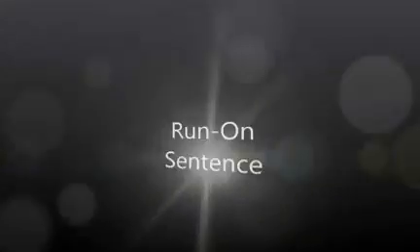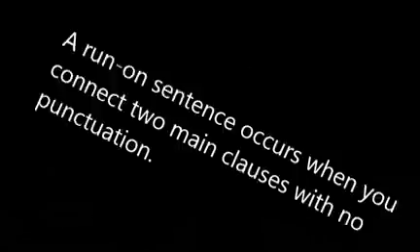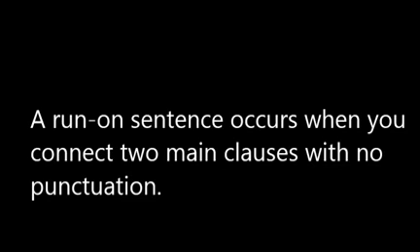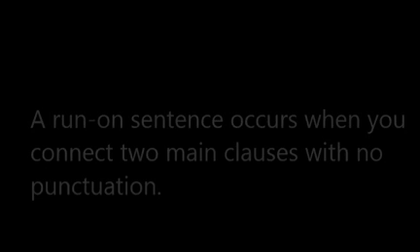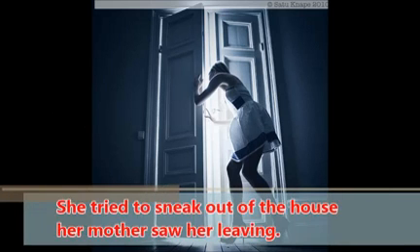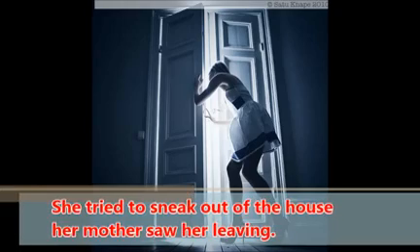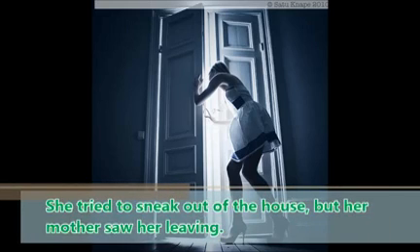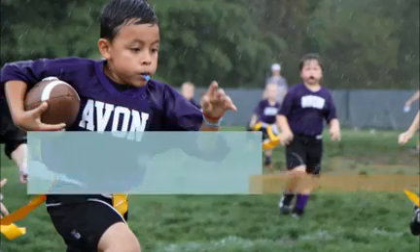4. Run-on sentence. A run-on sentence occurs when you connect two main clauses with no punctuation. Example. It is incorrect to write, she tried to sneak out of the house her mother saw her leaving. Correctly write, she tried to sneak out of the house, but her mother saw her leaving. Let's look at another example.